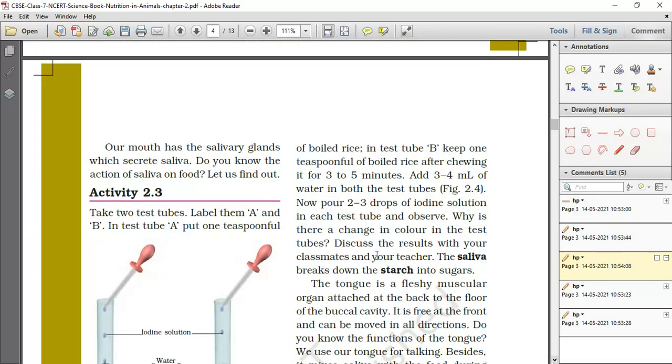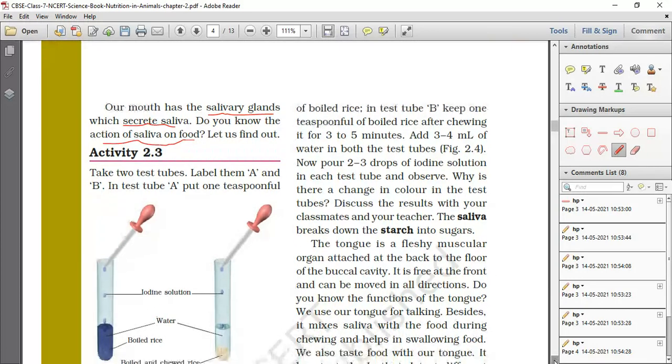Our mouth has salivary glands. We know that our mouth contains a large amount of saliva. The saliva is secreted from the salivary glands. Did you know the action of saliva on the food? Saliva helps the food to be chewed easily and digested easily. So let's do an activity to learn about it.